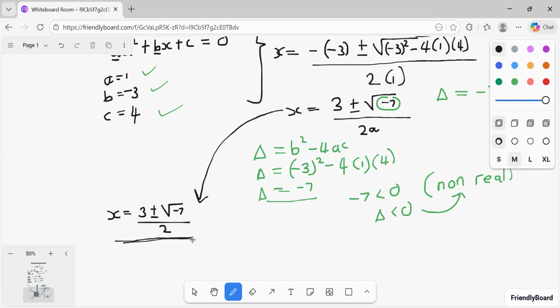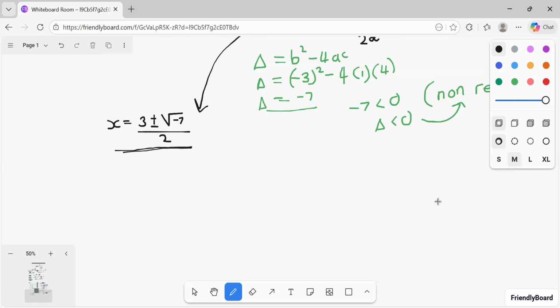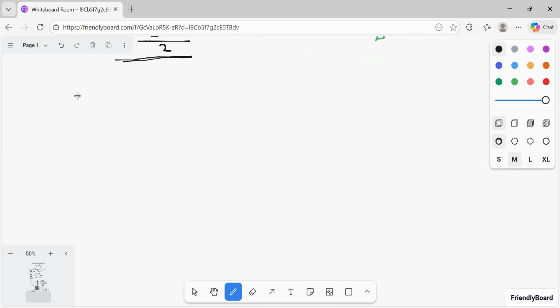All right, let's look at another example. Let's look at another example, which I'm going to call case 2. I'm going to call it case 2. All right, so case 2 is x squared minus 6x plus 9 is equal to 0.